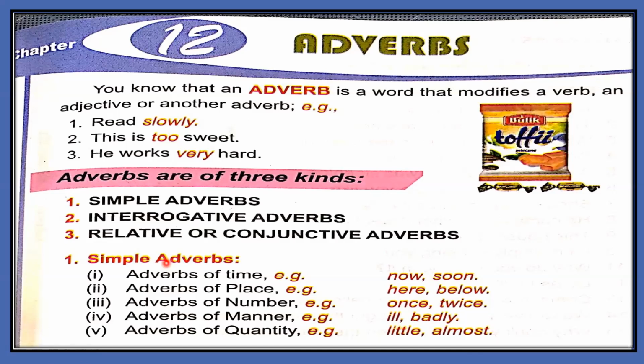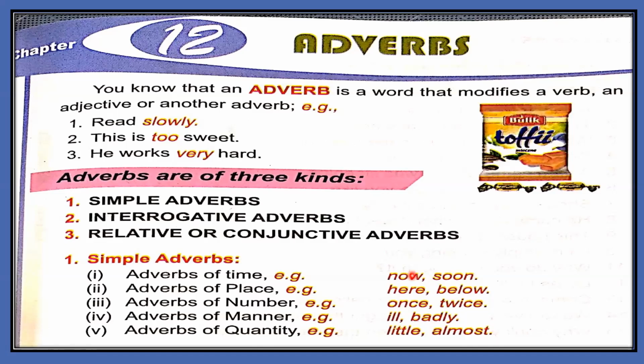Now, dear students, when we talk about simple adverbs, it doesn't mean that there is only one simple adverb. It has many kinds of adverbs, like adverbs of time, adverbs of place, adverbs of number, adverbs of manner, and adverbs of quantity. It means that five kinds of adverbs come under one kind, and that is called simple adverbs. Now, number one, adverbs of time, they have many examples, like now, soon. He will reach soon. Soon is an adverb.